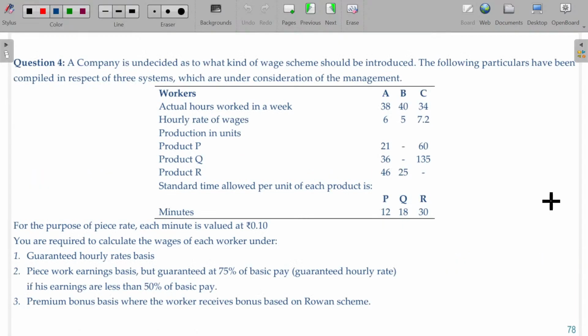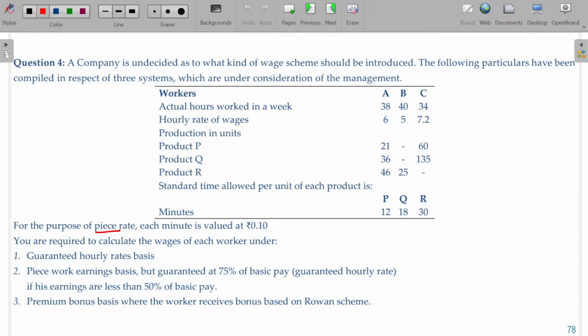Fourth question. Also, one of the interesting illustrations asked in CMA Inter. In CMA Inter, this question may still be available in their study material, I'm not sure. A company is undecided as to what kind of wage scheme should be introduced. The company has multiple wage schemes. The following particulars have been compiled in respect of 3 systems which are under consideration of the management. So, 3 workers and the details are given.